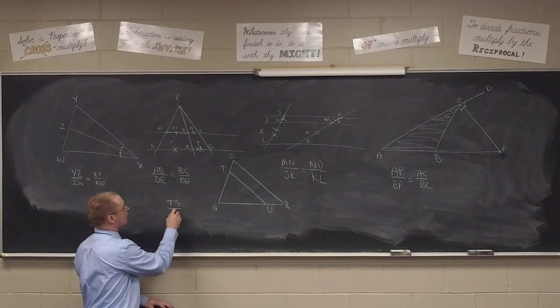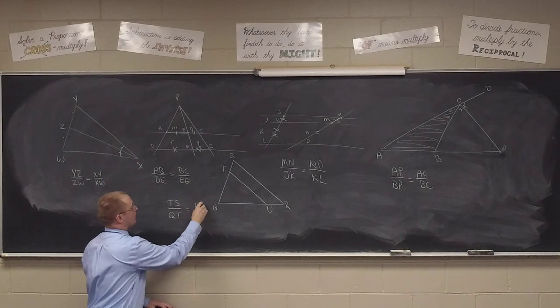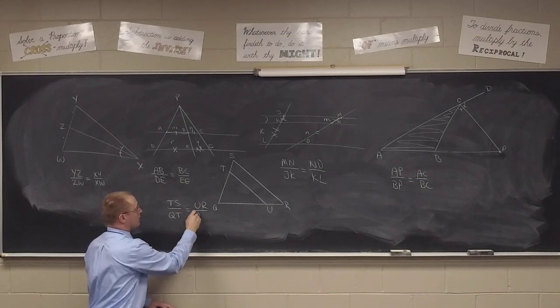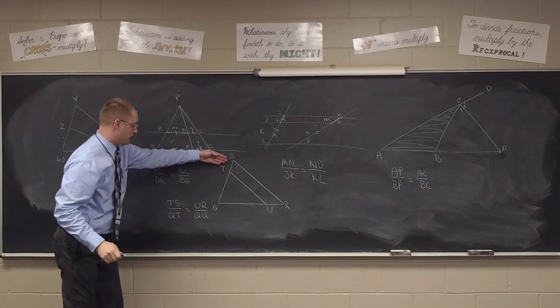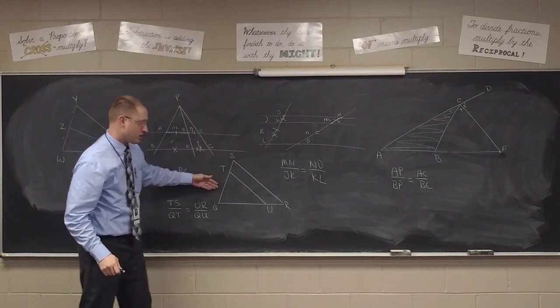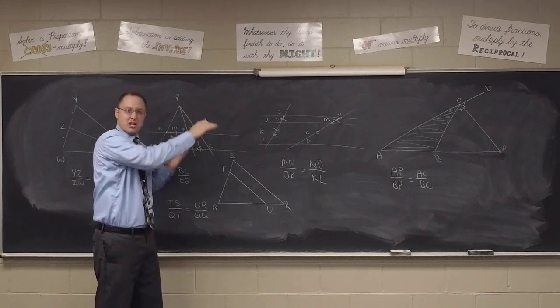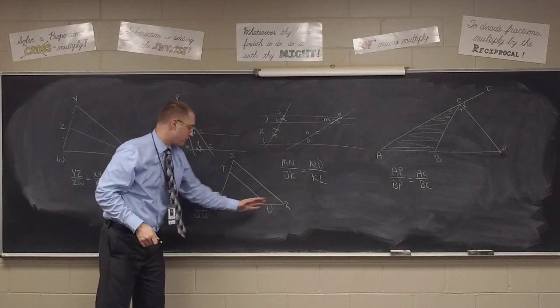TS is to QT, SUR is to QQ. All right, TS is to QT, bottom is to top. If you're looking at this as the base of the triangle, kind of mentally rotate it. Bottom is to top, bottom is to top.